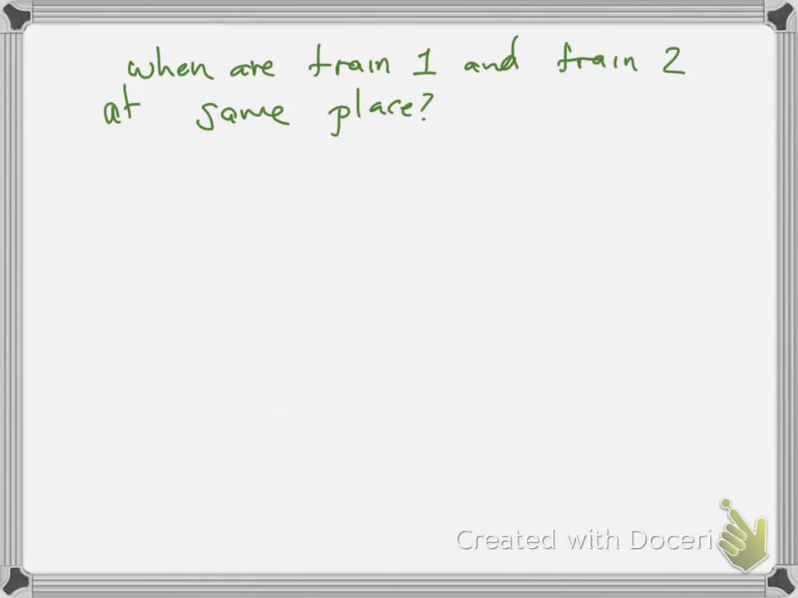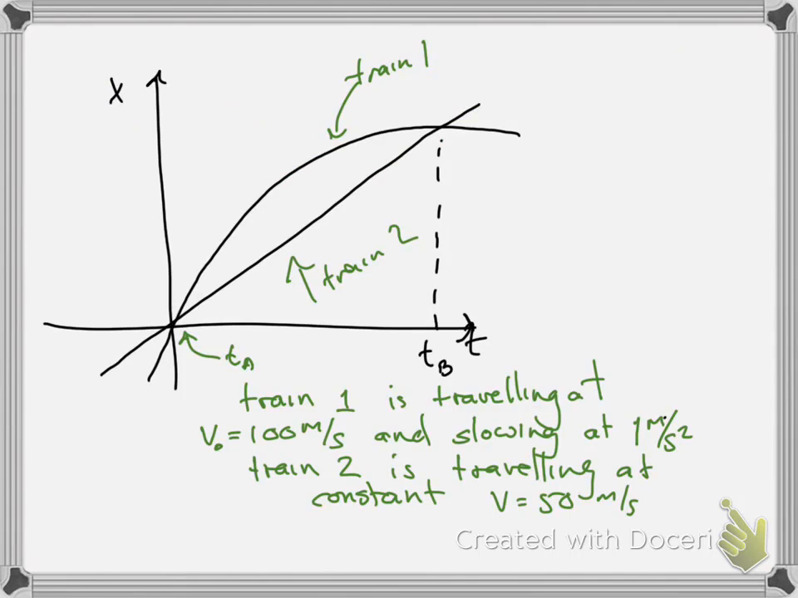So if you look at the graph, when are the two trains at the same place? The two trains are at the same place when their x positions are the same. So they're at the same place at TA and at TB, right? And let's just say TA is t equals 0. So they're at the same place when they start, and they're at the same place sometime later, TB. So let's say TA is equal to 0, and so we want to know what is TB.